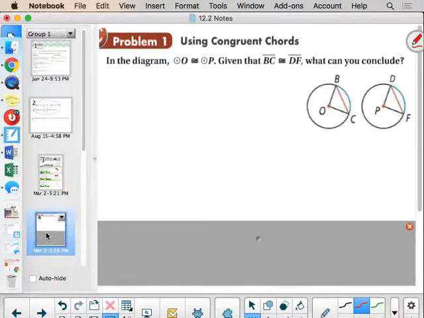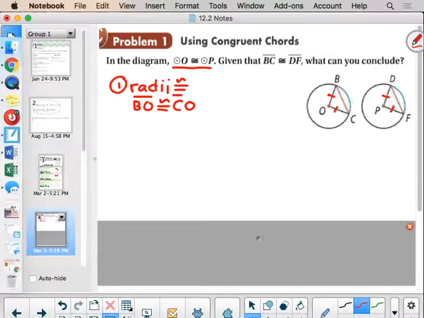Let's start off with this first given fact. The circles are congruent. If the circles are congruent, what do you know is for sure true? What do you know is true if the circles are congruent? Joey? Radius is congruent. Very good. So we know that the radii are all congruent. So we know that BO is congruent to CO, is congruent to DP, is congruent to FP. So I could make a very long congruency statement: BO congruent to CO, congruent to DP, congruent to FP.